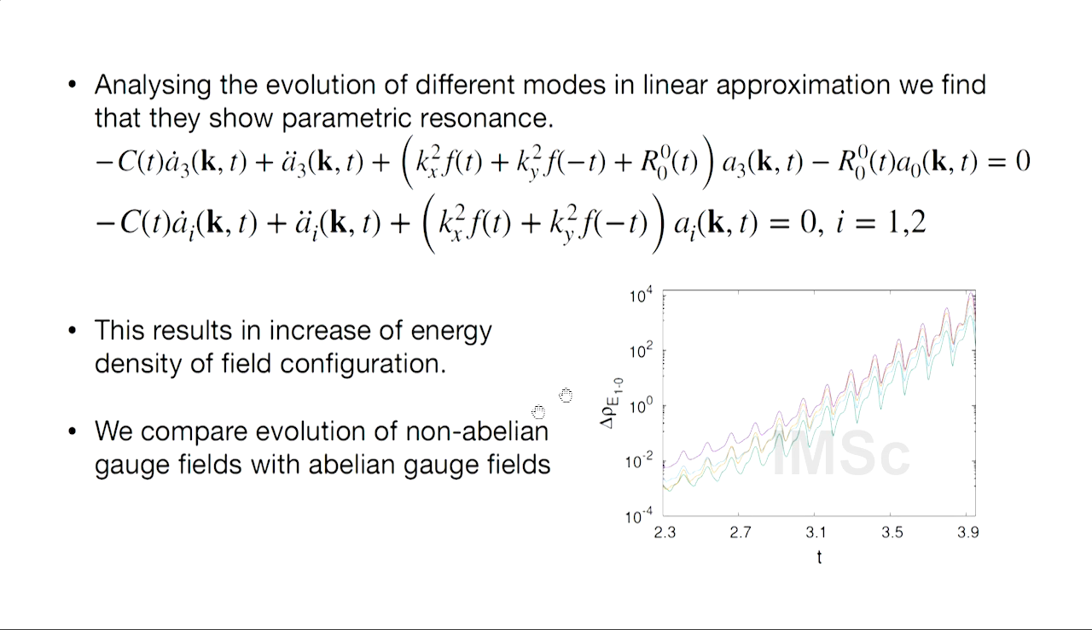This plot is energy density versus time, non-abelian versus abelian. We have plotted the difference only, and we see that as time goes on, the difference keeps increasing. This is a log plot, and even the slope changes, so it is a very strong increase in the energy density. So we see that non-abelian gauge fields have a larger increase in energy density compared to abelian gauge fields due to parametric resonance.